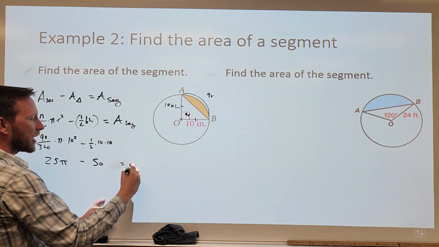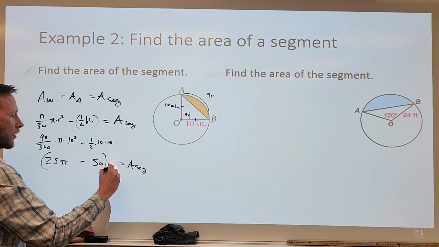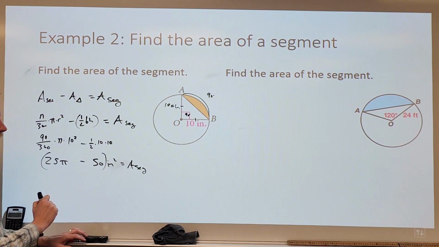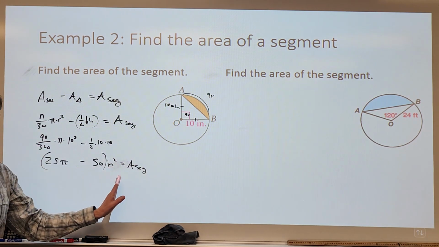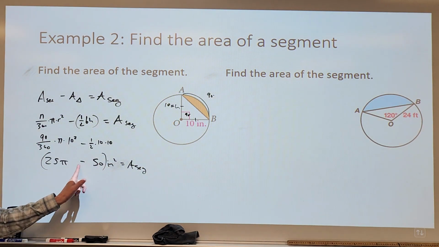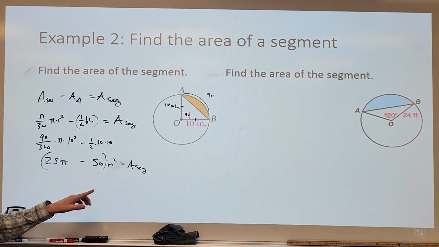I've got this many square inches. The notation here of putting that whole thing in parentheses and then putting square inches is going to be important for this difference here. Now, one question you might have is, isn't that going to give me a negative number? And the answer is no.